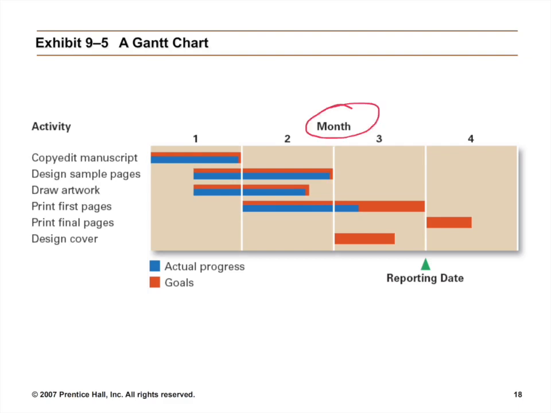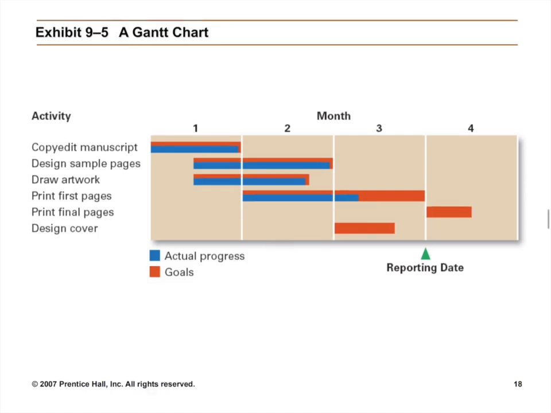In horizontal is time, and in vertical is activity. And then we know the progress, the goal, and the actual. The blue part is actual, and the red part is the goal. So from this chart, we know about completion of every activity.